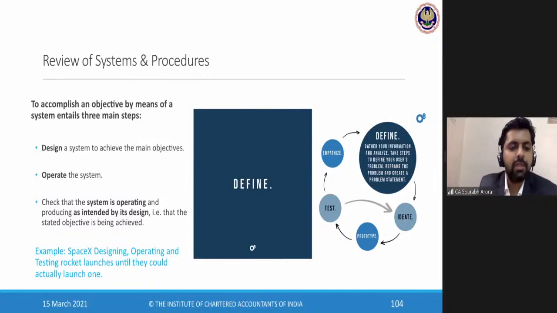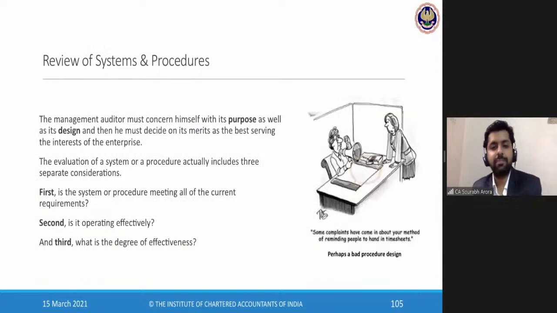Then review of systems and procedures. Again, the management auditor must concern himself with its purpose as well as the design, and then must decide on the merits as best serving the interest. How would you evaluate the system or procedure? Three steps. First, whether the system or procedure is meeting all the requirements, whether they are operating effectively, and what is the degree of their effectiveness? How much are they actually effective in meeting their objectives?